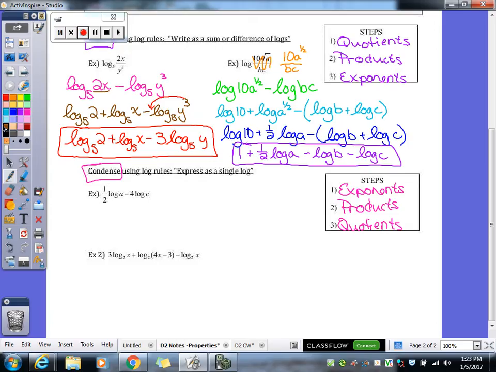So take a look at our first example here. I know I have 2 exponents because I have numbers in front of the log. Whenever you have numbers in the front, those are always exponents. So this is going to turn into log of a to the 1/2 minus the log of c to the 4th. I take those numbers in the front and I put them back as my exponents.